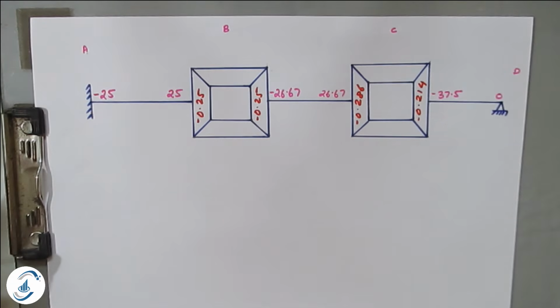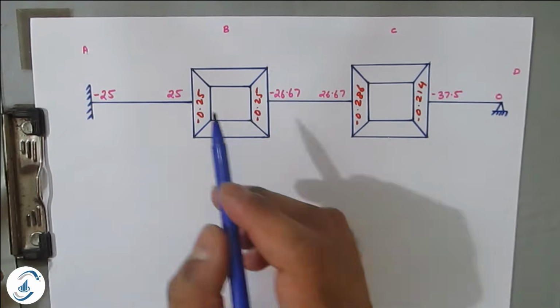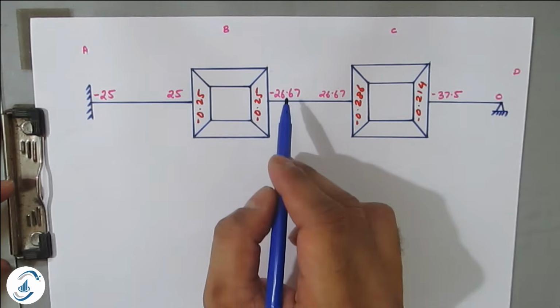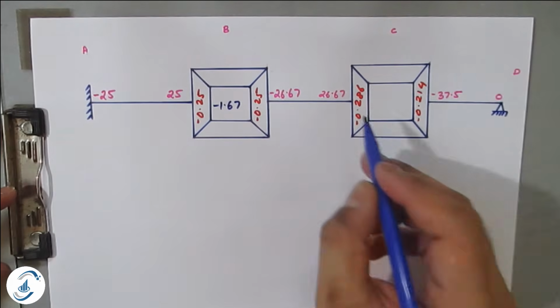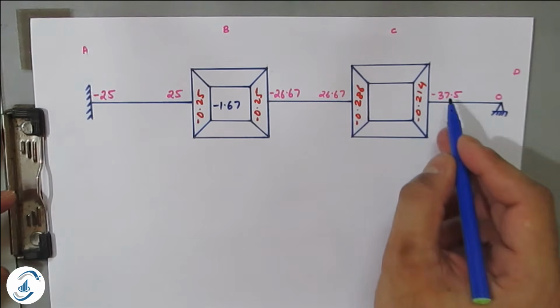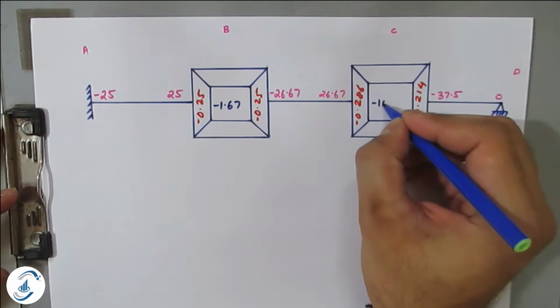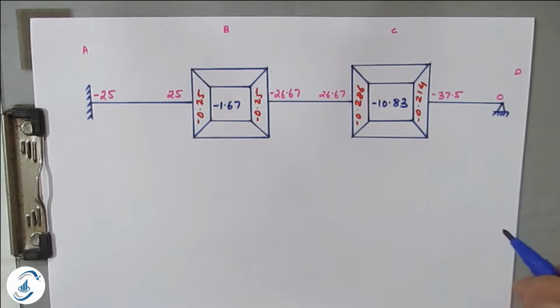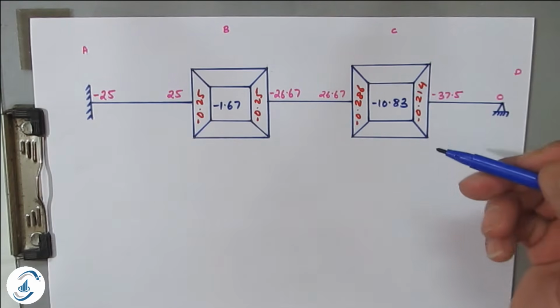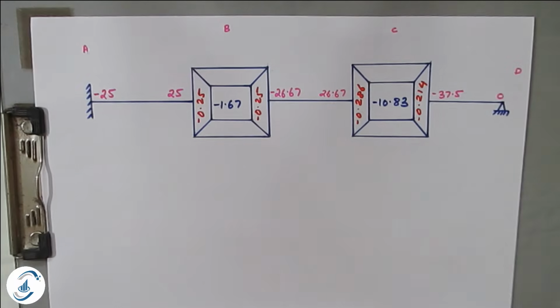Next, what you have to write down is the summation of the moments. So 25 minus 26.67 will become minus 1.67, and 26.67 minus 37.5 will become minus 10.83. So this completes the input of Kani's representation. Once you have done this, now you need to calculate the contributions. The formula was rotation factor into summation of fixed end moments at the joints plus rotation contributions from far end.